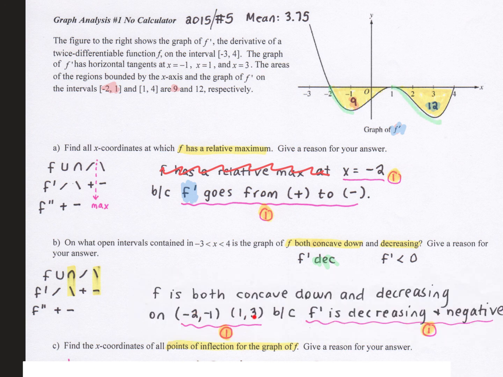Make sure you name both intervals. It would be okay if you put brackets on these, but you have to have both of these for this one point, and our reason is simply what we were looking for, where f prime is decreasing and negative, and again, you must mention f prime in your explanation.